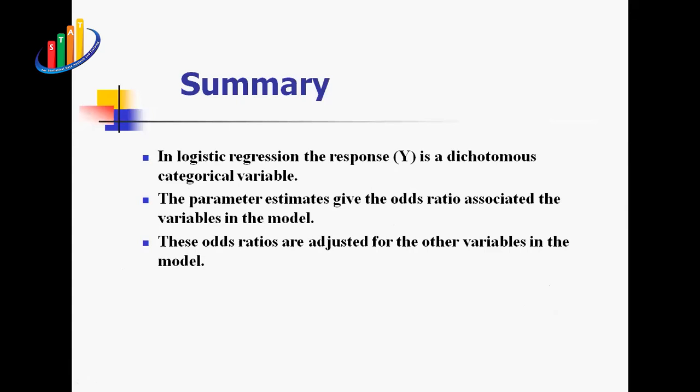So in summary, in logistic regression, the response Y is a dichotomous categorical variable, which you have to remember. And the parameter is estimated by the odds ratio, which is the most important in this regression model. These odds ratios are adjusted for other variables in the model. That's it. That's all from my side. If someone has any question, they can ask.